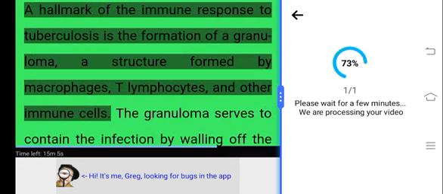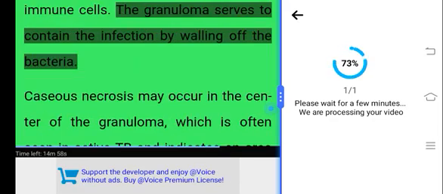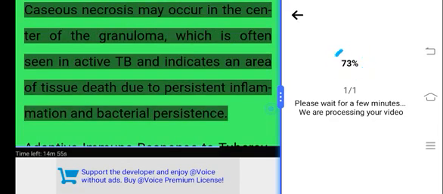Formation of the granuloma. A hallmark of the immune response to tuberculosis is the formation of a granuloma, a structure formed by macrophages, T lymphocytes, and other immune cells. The granuloma serves to contain the infection by walling off the bacteria. Caseous necrosis may occur in the center of the granuloma, which is often seen in active TB and indicates an area of tissue death due to persistent inflammation and bacterial persistence.